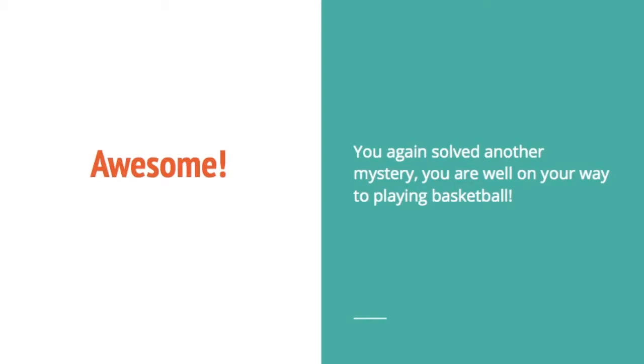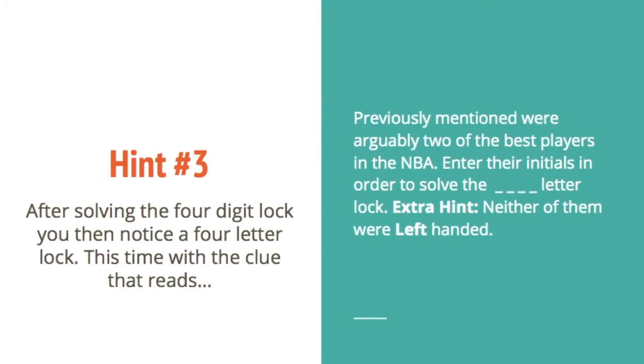Awesome! You again solved another mystery. You are well on your way to playing basketball. Hint number 3. After solving the 4-digit lock, you then notice a 4-letter lock, this time with a clue that reads, previously mentioned were arguably 2 of the best players in the NBA. Enter their initials in order to solve the 4-letter lock. Extra hint, neither of them were left-handed.